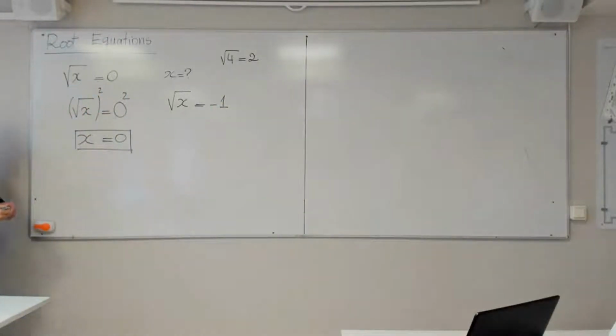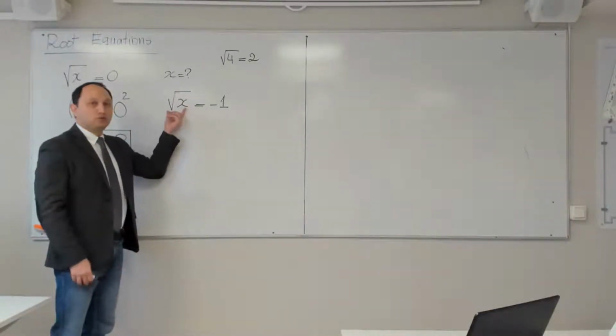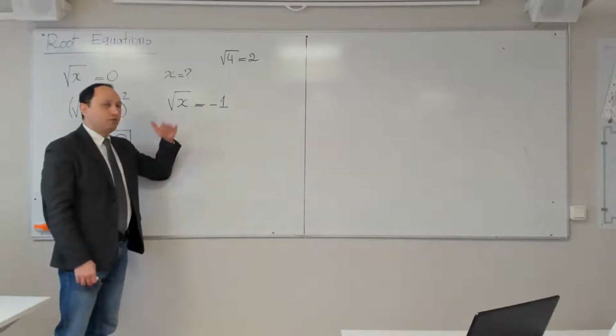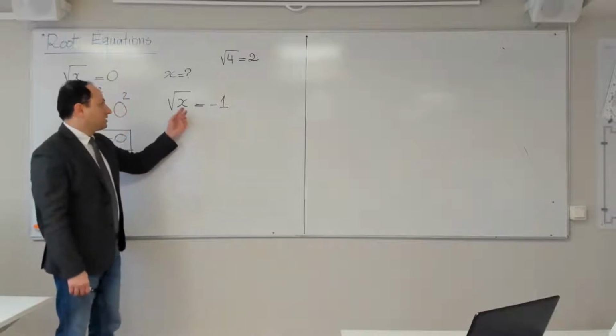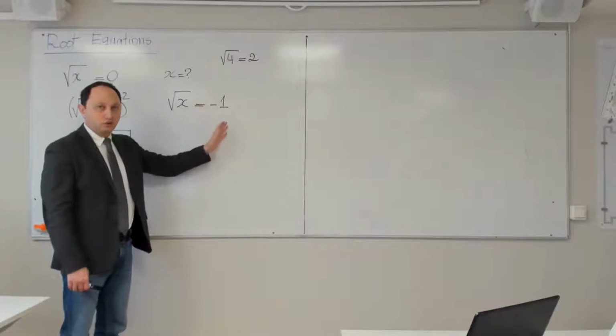Now assume that I ask you to solve this equation. What is your opinion about the value for x which satisfies it? The square root of x is equal to minus 1. Can you guess a number? There is no such value. Why? Because I just told you, the output of a square root cannot be a negative number. So definitely everyone agrees that this simple root equation doesn't have any solutions at all.